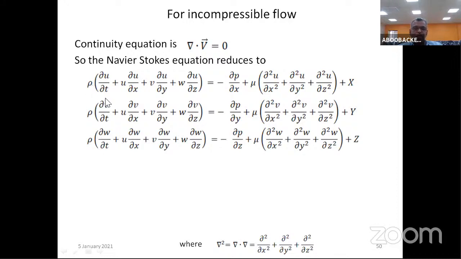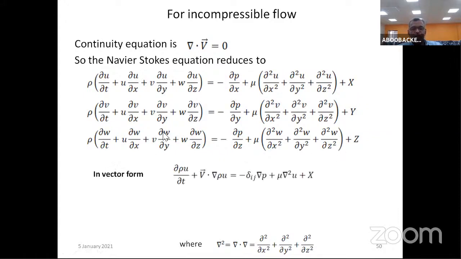So this is acceleration, local acceleration in x direction, convective acceleration in respective directions. Then pressure gradient in x direction, viscous diffusion in x direction. Next, everywhere it is u in the x direction equation, and everywhere it is v in the y direction equation. Everywhere it is w in the z direction.